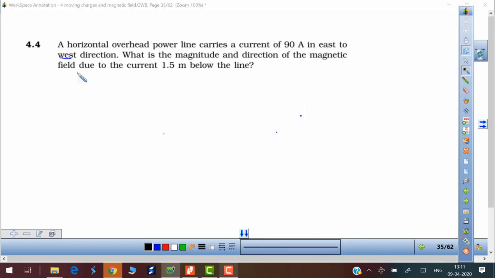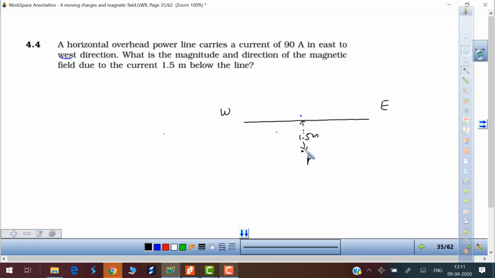Then next, once again we have a problem, that is a horizontal overhead power line carries a current 90 ampere in east to west direction. So this is your wire, this side is east, this side is west. What is the magnitude and direction of the magnetic field due to the current 1.5 meter below the line? So at this point I take 1.5 meter below it. Okay, so direction is east to west.